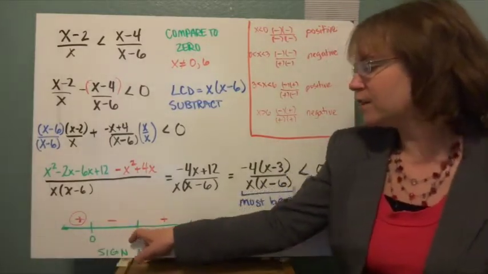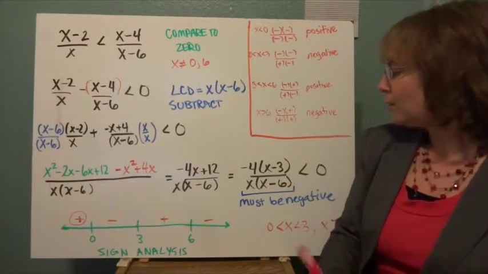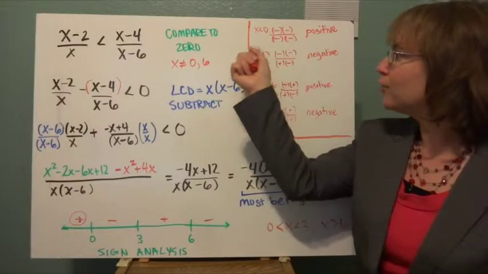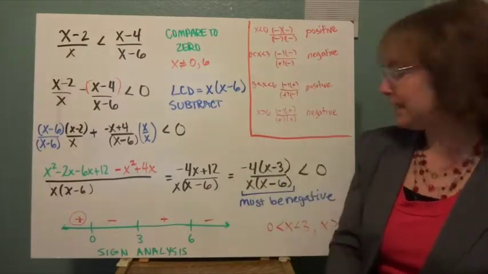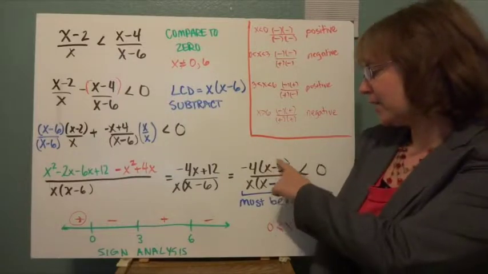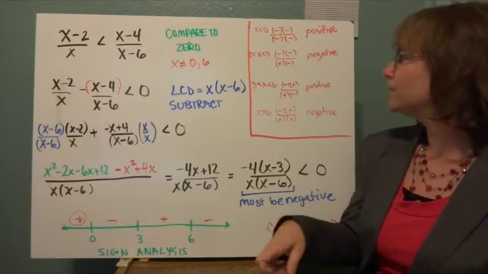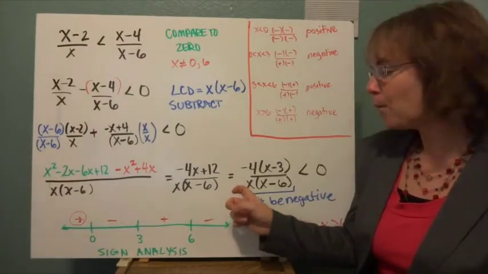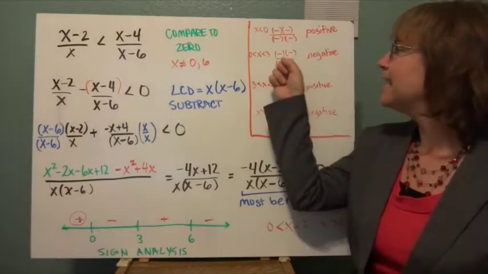Then I want to try values between 0 and 3. So I can try like a 1. So in putting that into my equation, I want to look at values that are greater than 0 but less than 3. My negative 4 is always going to be negative. If I try a 1 here, this factor is also going to be negative. 1 minus negative 3 is negative 2. Over, x is going to be positive because it's going to be a 1. It's between 0 and 3. And x minus 6 is going to be negative.